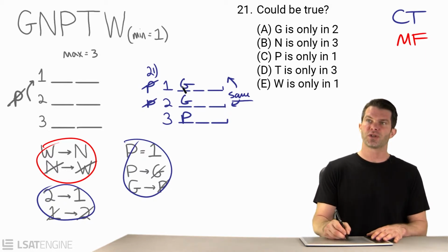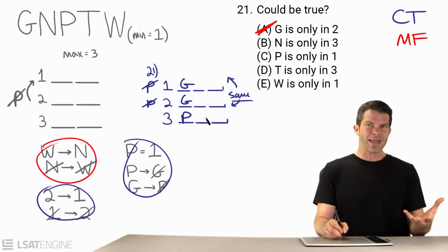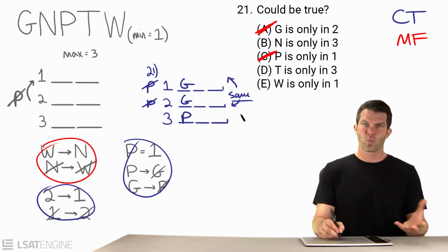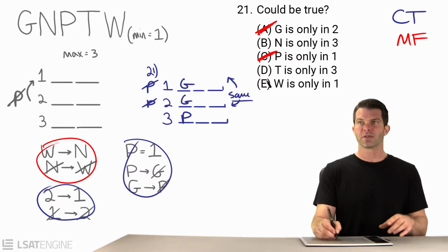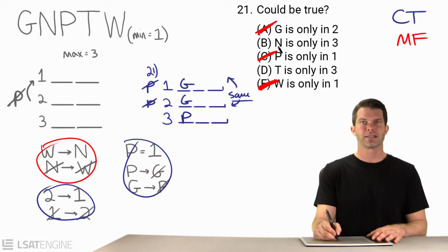Could G be only in 2? Well, no, because it'll also be in 1. Could N be only in 3? Maybe. We don't know enough about N. Could P be only in 1? No, because it's in 3. Could T be only in 3? We don't know. We don't know enough about T. Could W be only in 1? No, because whatever's in 1 will also be in 2. So we can get it down to B and D, and a lot of students are going to get stuck here.